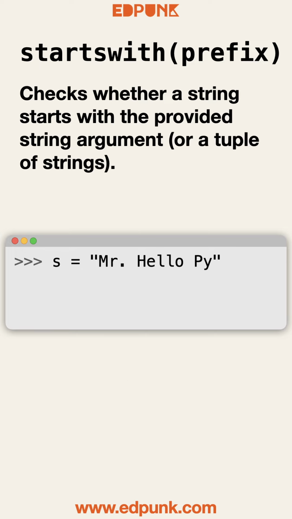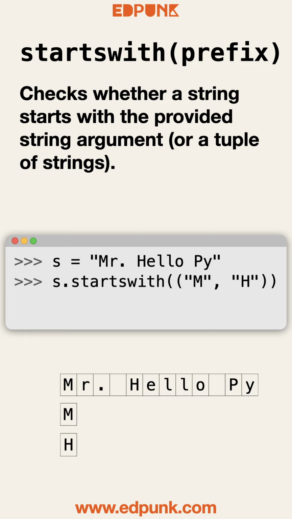If we want to test whether the string begins with one of the given prefixes, a tuple of substrings can be provided as the argument prefix. For example, given a string "Mr. Hello Pie" assigned to a variable s, executing s.startswith with a tuple containing strings "M" and "H" returns True as the string begins with "M", which is the first item of the tuple.